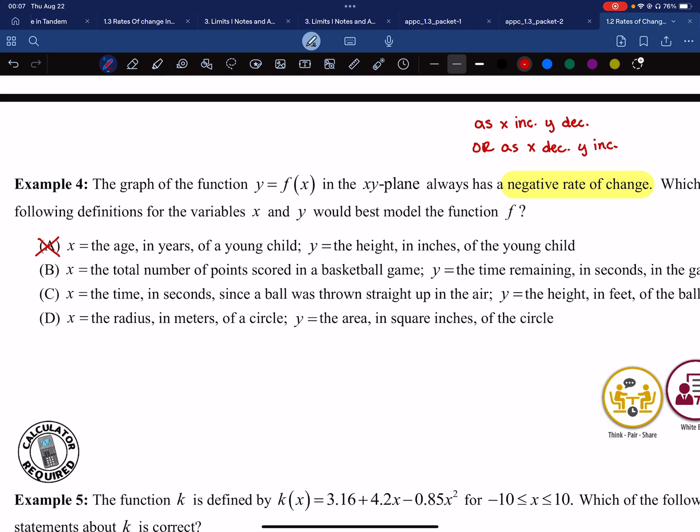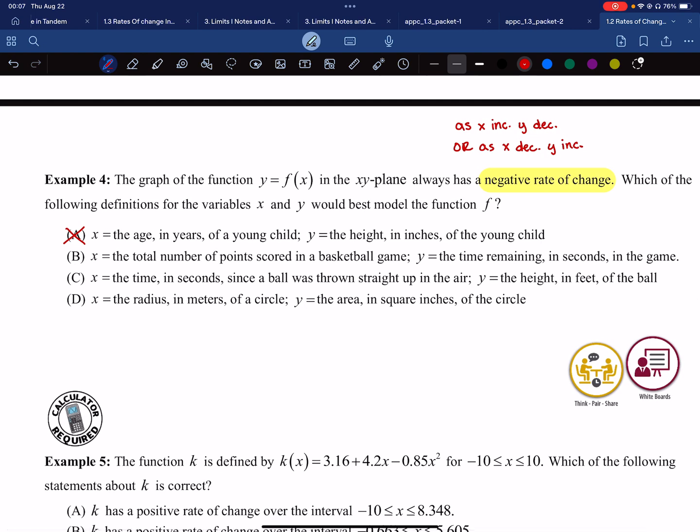B, the total number of points scored in a basketball game and the time remaining in seconds. Well, if you think about it, at the beginning of a basketball game, I have, let's say, 60 minutes on there. And as the time goes down, the points are going up. At 50 minutes, I'm going to have more points than I did at 60 minutes, hopefully. At the end of the game, I'm going to have more points than at the beginning of the game. So that's showing us that as our x values go up, our y value, our time remaining, is going down. So that's a possibility.